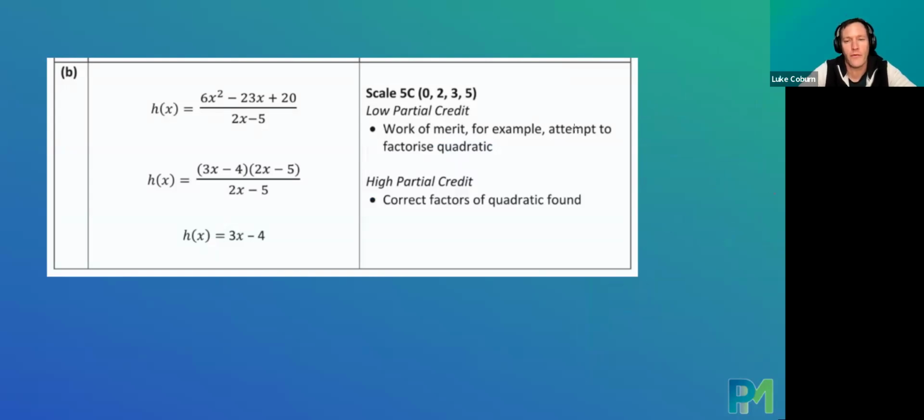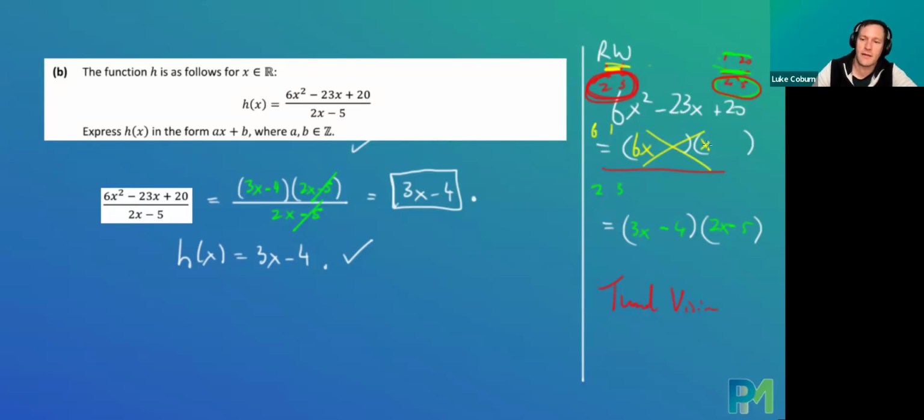Let's have a look here. Work of merit, for example: attempt to factorize the quadratic. Even if we just wrote that down, 6x and x, that's enough for 2 marks out of 5.